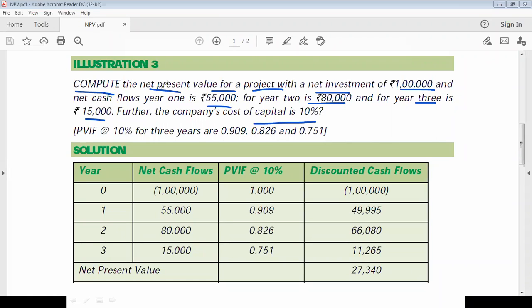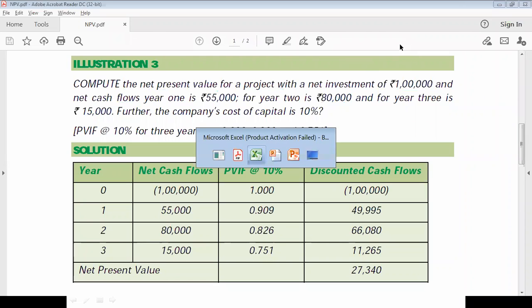So compute the NPV of the project. Initial investment 1 lakh. This is the outflow. And inflows for 3 years are given: first year 55,000, second year 80,000, and third year 15,000. So this project has a life of 3 years. Cash inflow is already given, so we need not calculate the cash flow after tax, because here the word is net cash flows. And the cost of capital is 10%. This is your discounting factor. So how will we calculate the NPV? Let us check.